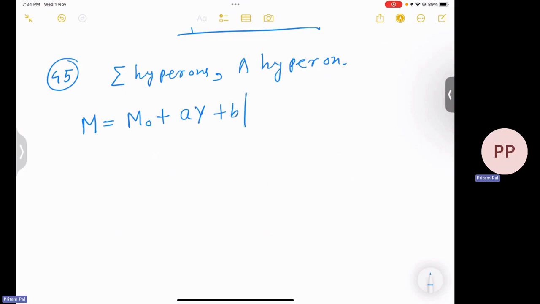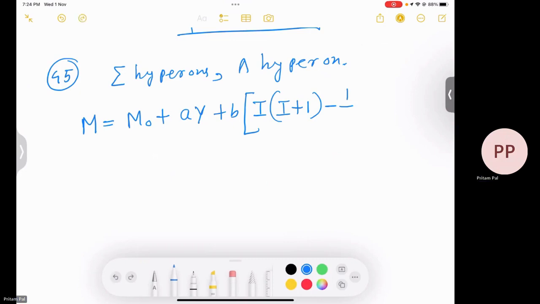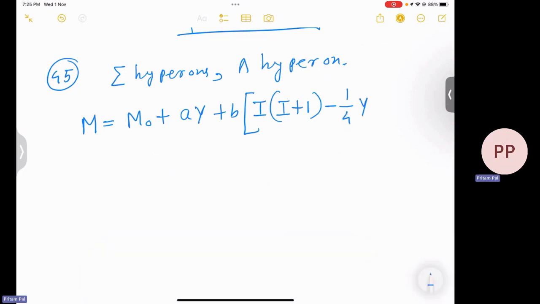So first we'll write this down to simplify the problem. This is the isospin term, I(I+1) minus one, and this is the 4 Y square term. Y is the hypercharge, and the mass is the same. That is another condition.